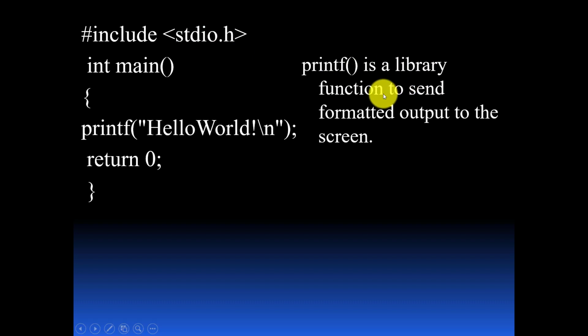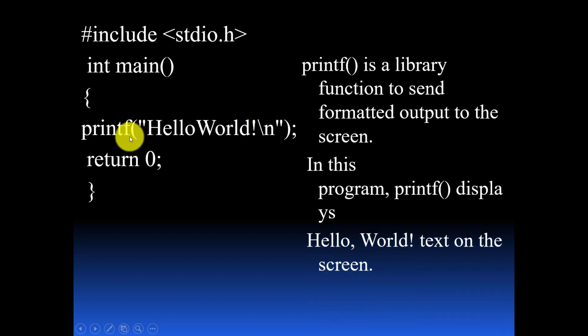Printf is a library function. It is an inbuilt function to send formatted output to the screen. Printf is used to display some messages, or print the messages. It acts like an output. And slash n gives a new line, so it prints the message on the next line. And the F stands for formatted output to the screen. Now in this program, printf will display the hello world text on the screen.